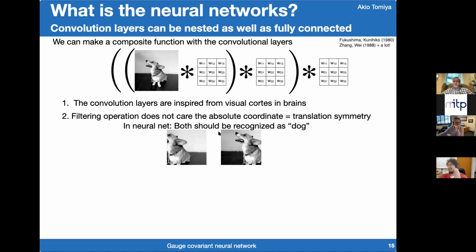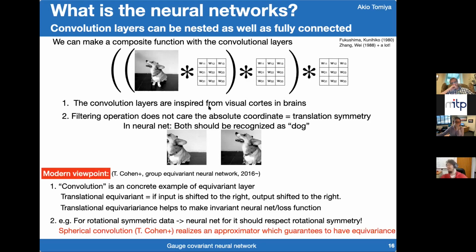Historically, the convolutional layers were inspired by the visual cortex in our brains, maybe animal brains. The filtering operation does not care about the absolute coordinate. So in this sense, the convolutional layer helps to process the information of data with translational symmetry. The neural network should recognize both of those, right? This is kind of a historical and also hand-waving argument. And the modern viewpoint was given by Taco Cohen and Max Welling in 2016.